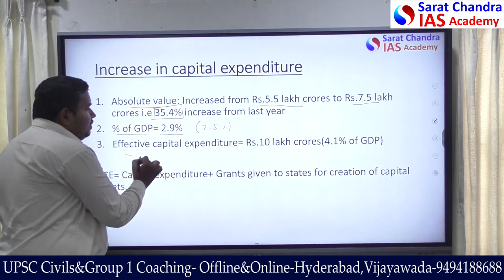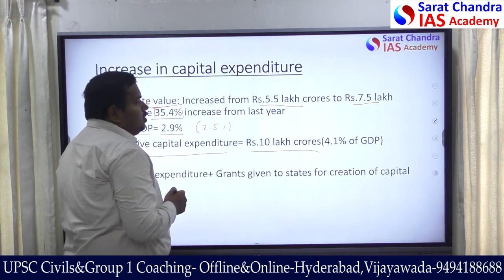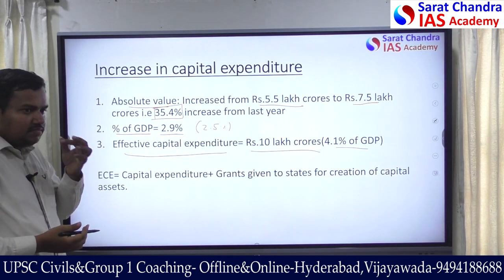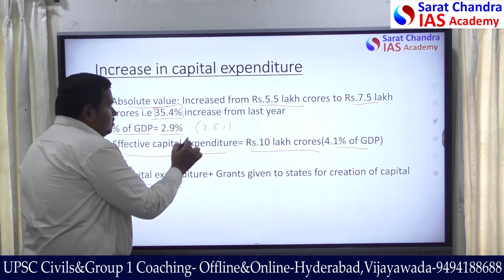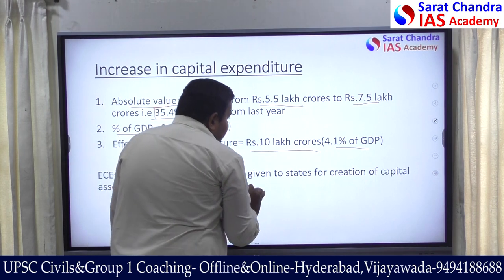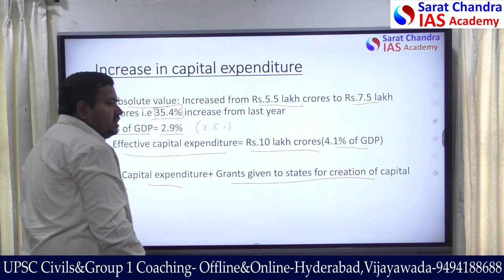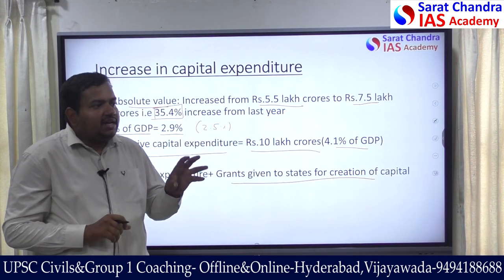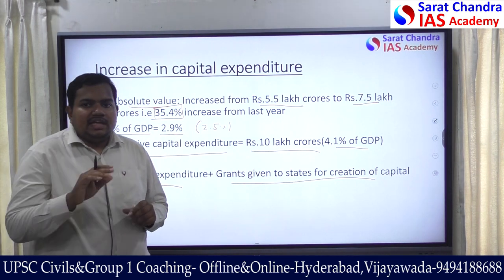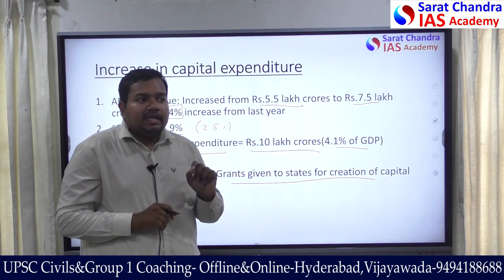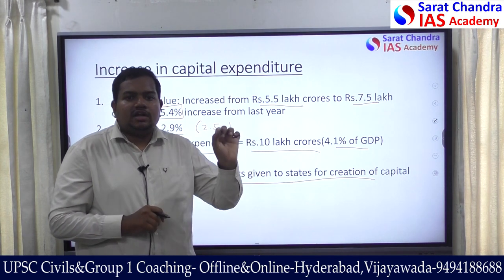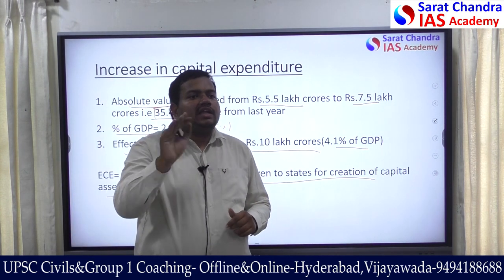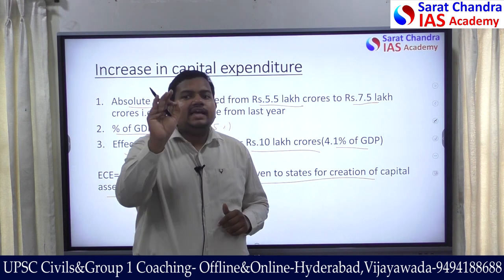Similarly, effective capital expenditure, it is rupees 10 lakh crore. That is 4.1% of GDP. So what is the meaning of effective capital expenditure? I have given here capital expenditure, that is this amount, plus grants given to the states for creation of capital assets. Generally, grants will come under revenue account. Normally under capital expenditure, what will be there? Money given to the creation of assets. But sometimes through the revenue account, government also provides grants for the states. Grant means what? Once we give, they need not repay that. It is not a loan. It is like a grant, no need to repay.